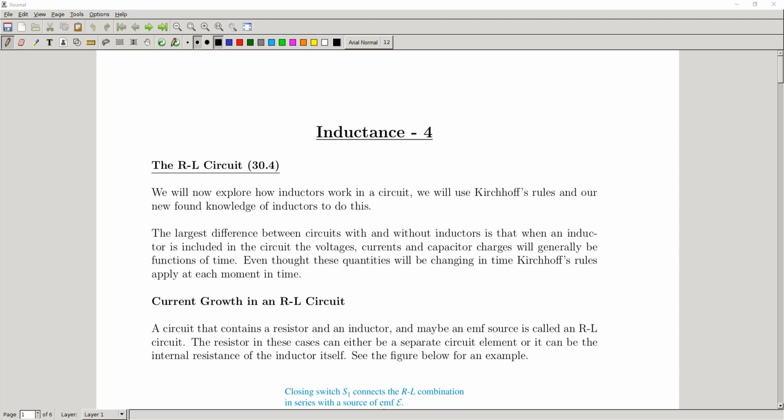Okay, so we talked about inductors before. Now we're going to look at them sitting in these networks, right? These circuits. We're going to use Kirchhoff's rules, specifically Kirchhoff's loop rule, to analyze these situations, and we're going to make use of our knowledge of inductors to also be able to understand how these things work in these networks.